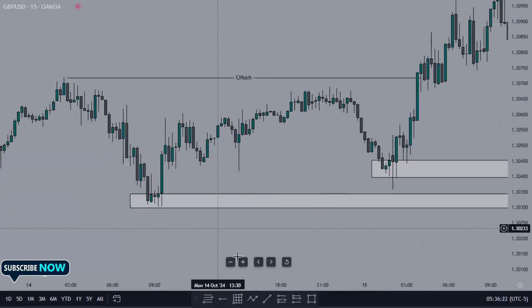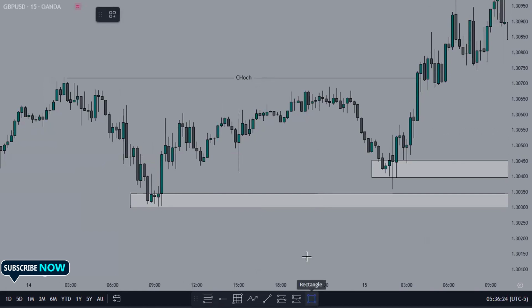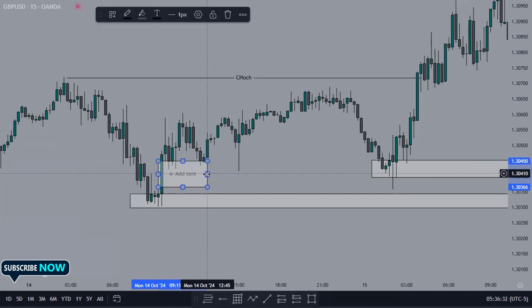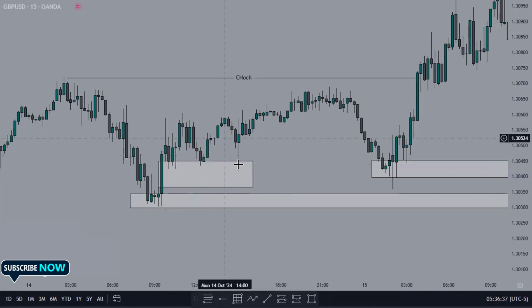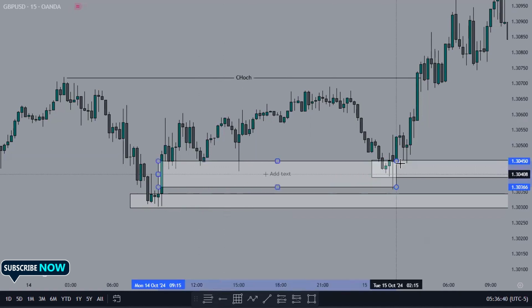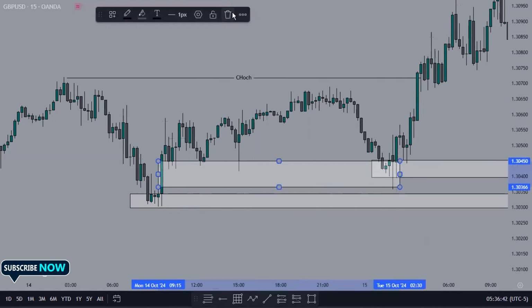Now we want to see a fair value gap in this move, so let's look for one. This one clearly has a fair value gap. But the issue with this one is that the fair value gap has already been mitigated. The fair value gap here has been tapped into three times. It entered here and it worked out. That's the power of fair value gaps.